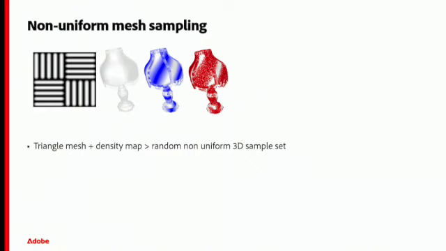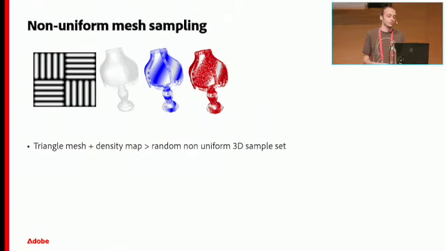So what are we talking about with non-uniform mesh sampling? The setup is that we are starting from a mesh with a density map, and we want to generate random samples on the surface according to the distribution of the density map.